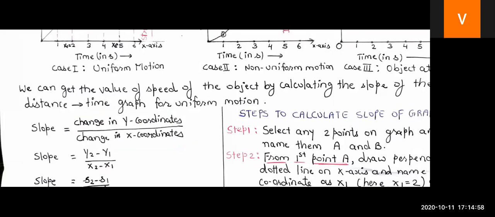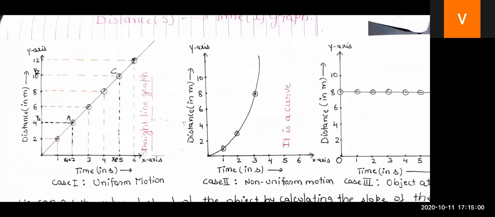So we will follow a few steps to find the slope. First of all, on this graph line, we will select two points. You can select any two points on this graph line. Suppose I am selecting point A, this is the first point, and point C. So this is my point number 1 and this is my point number 2. These are the two points which I have selected, right?